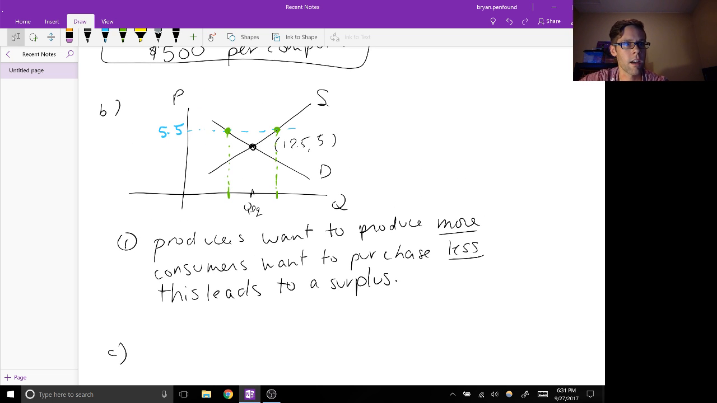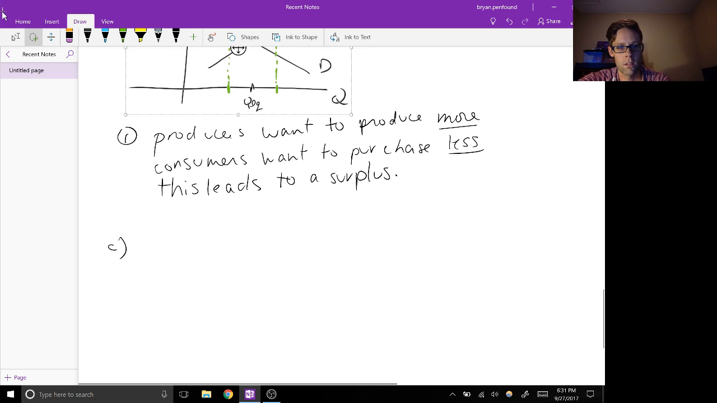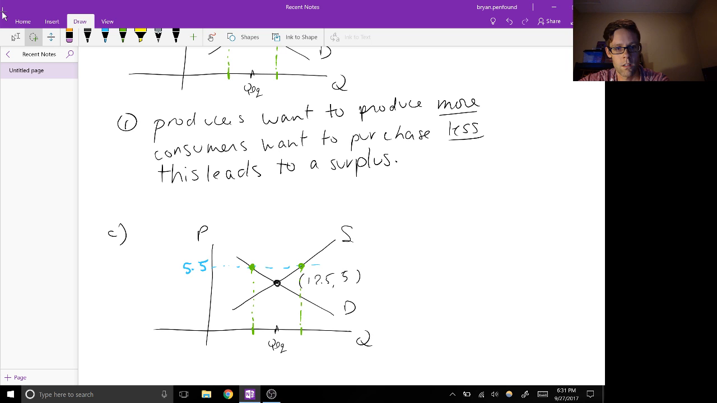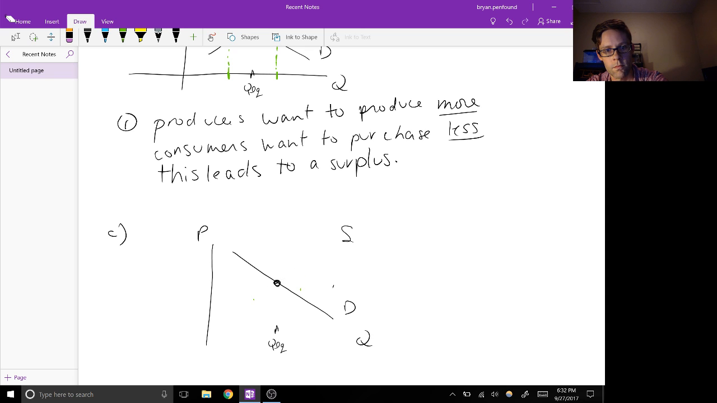So I'm actually just going to, can I copy and paste here? Dang it. Should have just drawn a new one instead of trying to copy and paste and be all fancy.